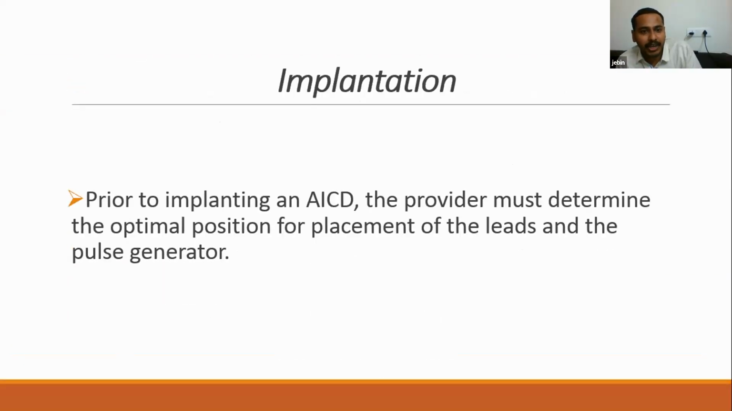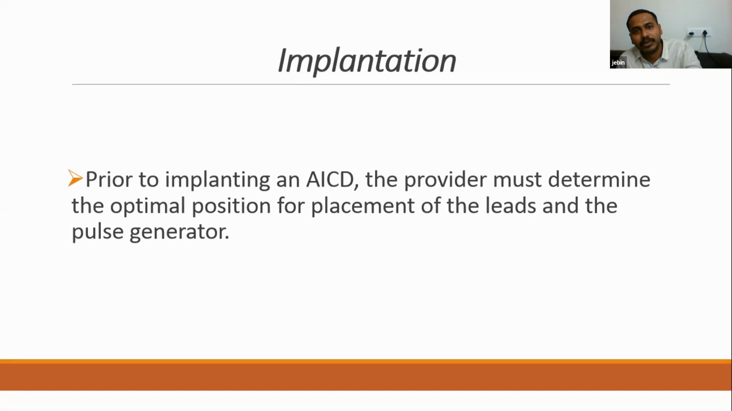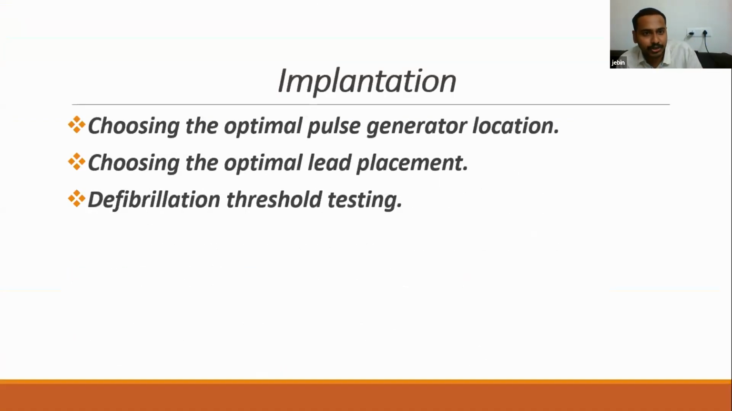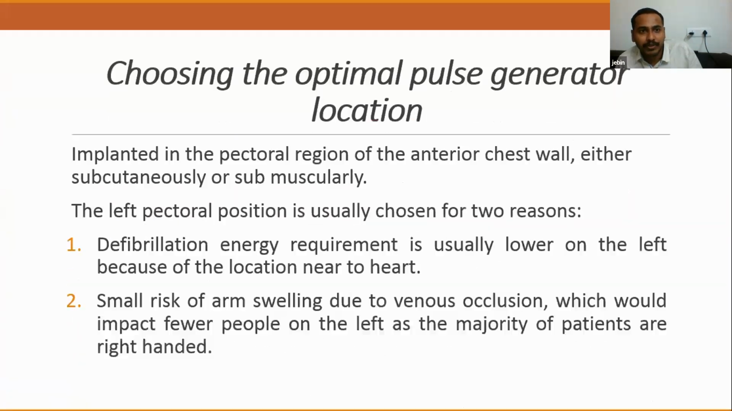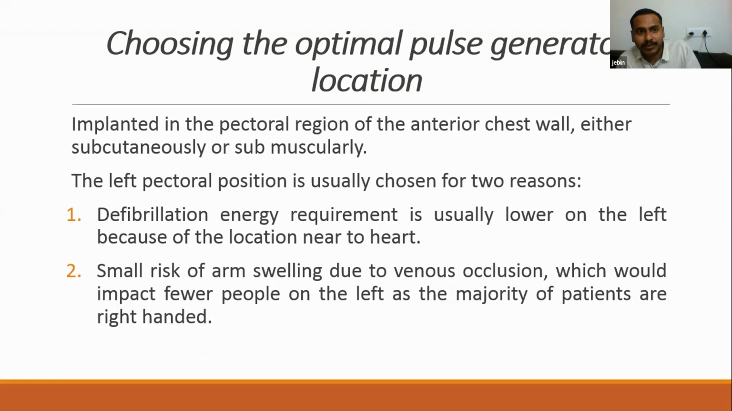Implantation. Prior to implanting an ICD, the provider must determine the optimal position for placement of the leads and the pulse generator. This involves first choosing the optimal pulse generator location, second choosing the optimal lead placement, and third the defibrillation threshold testing. Coming on to choosing the optimal pulse generator location, it is implanted in the pectoral region in the anterior chest wall, either subcutaneously or submuscularly.